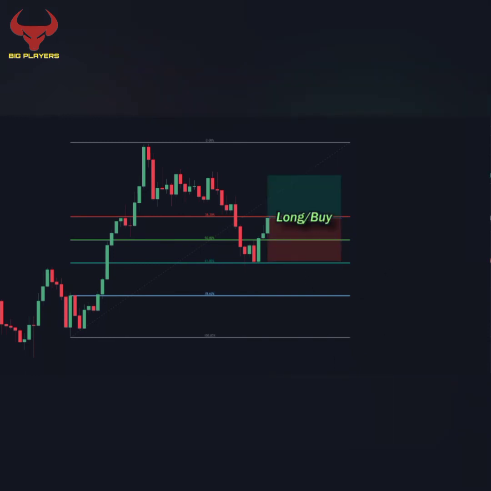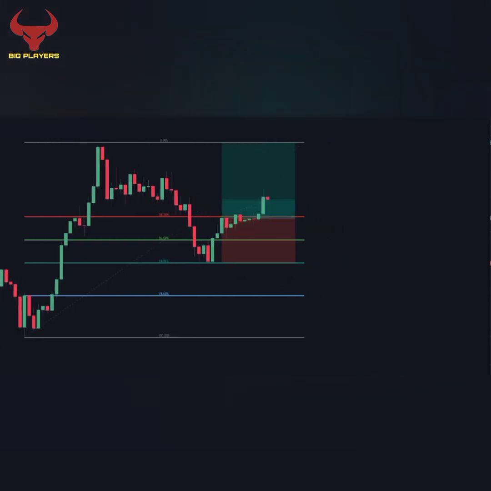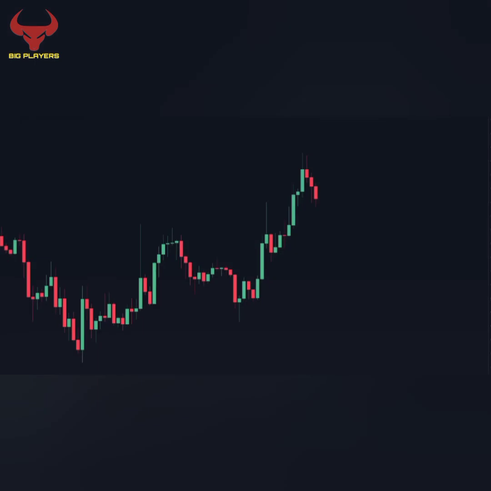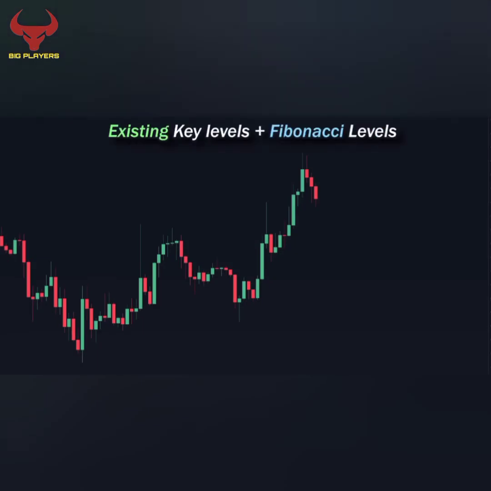Now, just in case the trade fails, you need to have your exit strategy in place. So for your stop loss, you can place it at the swing low, and for your profit target, I like to set it at the 0% level. And as you can see, the price hits our profit target, and so this counts as a successful trade. Now moving on. You can also combine existing support and resistance levels with Fibonacci levels to create an area of confluence, like in this example.